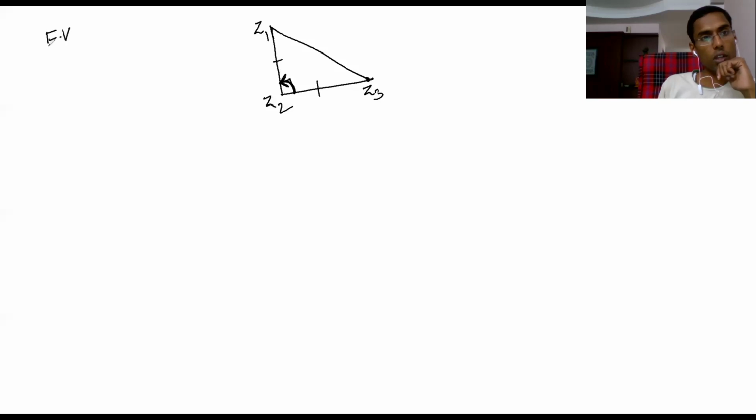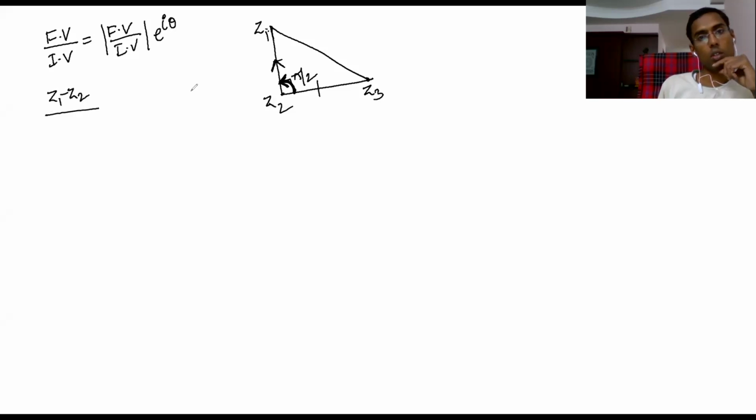So what is the final vector? What is the condition? Final vector by initial vector equal to modulus of final vector by modulus of initial vector into e to the power of i theta. Theta is the included angle. This is pi by 2. So what is the final vector? Where you started, anti-clockwise direction rotation. So this final vector is here. What is that? Z1 minus Z2. OB minus OA, you say in vectors. This is Z2 Z1, means Z1 minus Z2. Okay, OB minus OA like that. So this is Z3 minus Z2.